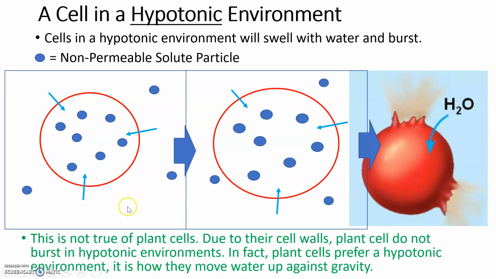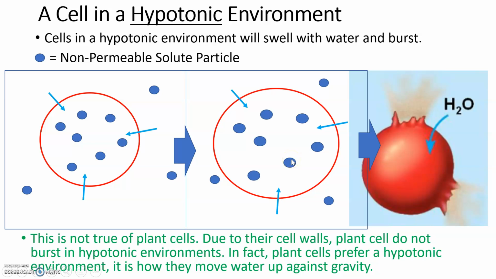Now a special note here, this is not true of plant cells. We haven't talked much about the parts of cells, but when we do, and hopefully you've heard in prior classes perhaps, plant cells have cell walls, which is like the wall of a classroom, surrounding that cell membrane. So that cell membrane, that cell itself, can't get too big in a plant cell because of the walls around them. So plant cells do not burst in a hypotonic environment. In fact, plant cells actually enjoy a hypotonic environment and try to be in a hypotonic environment.